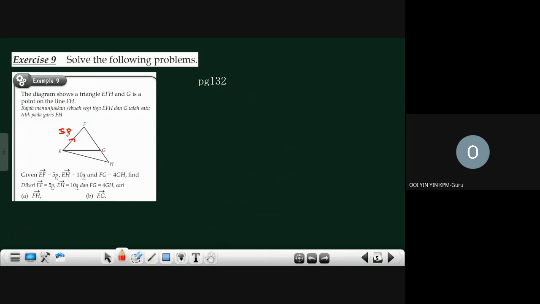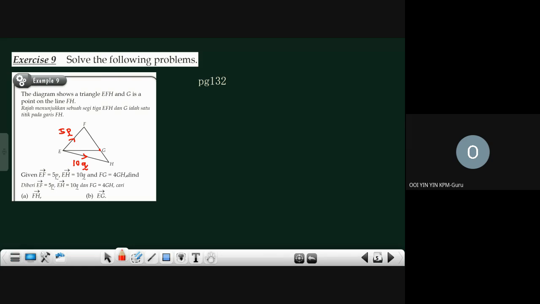Your wavy should be at P only, not at 5. Okay, 5P. And then your EH here is 10Q. Follow the alphabet, E to H is 10Q. Yeah, your wavy is also at Q only.